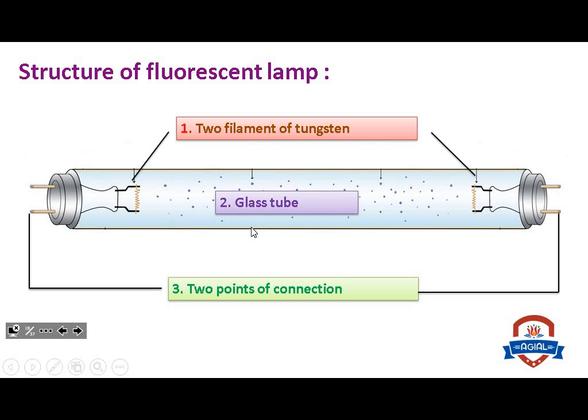First, the two filaments of tungsten. As we see, the fluorescent lamp has two filaments of tungsten. They are found at the two tips of the lamp, where each tip contains a filament of tungsten. So this side has a filament of tungsten, and this side has a filament of tungsten.